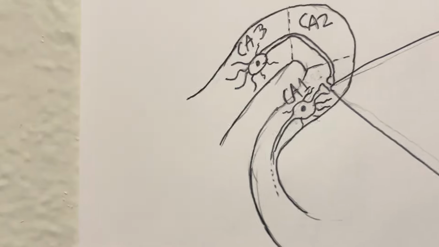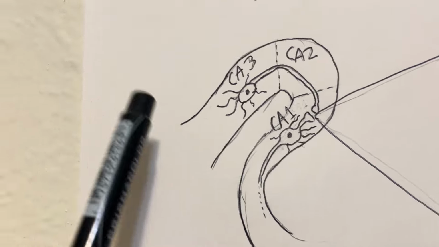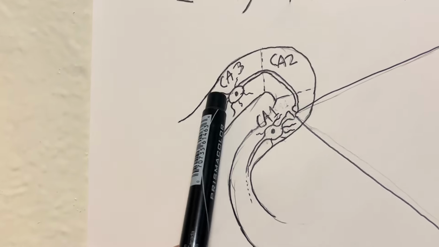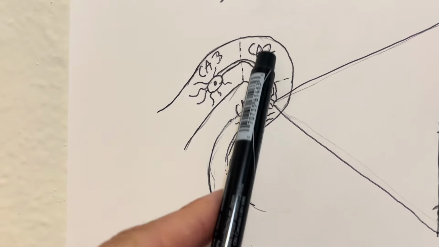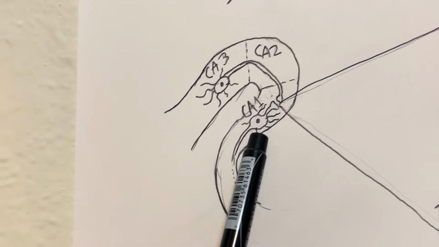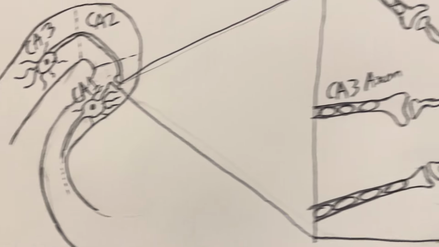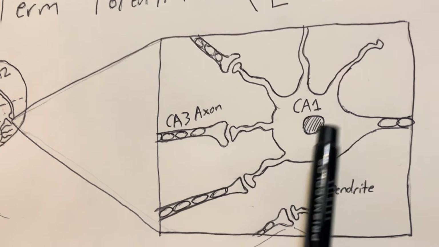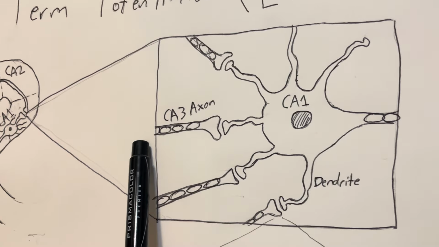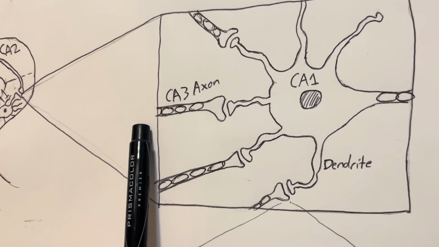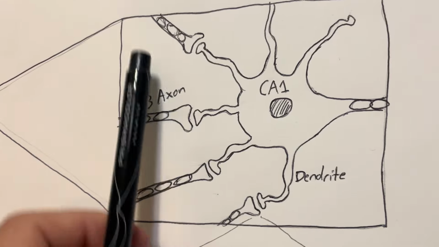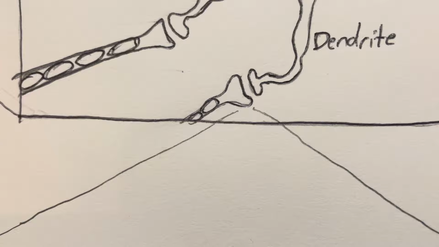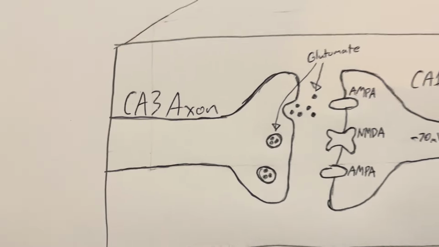So the story begins here in the hippocampus, where signals from other areas of the brain enter the CA3 region, which then passes them on to the CA1 region. So we'll zoom in here. Have this CA1 neuron receiving via its dendrites signals from all these different CA3 axons. And then we'll zoom into this synapse here.